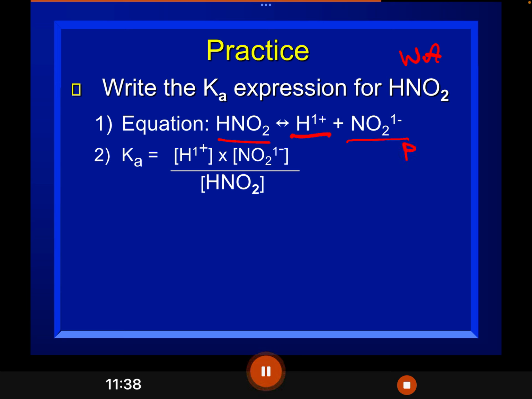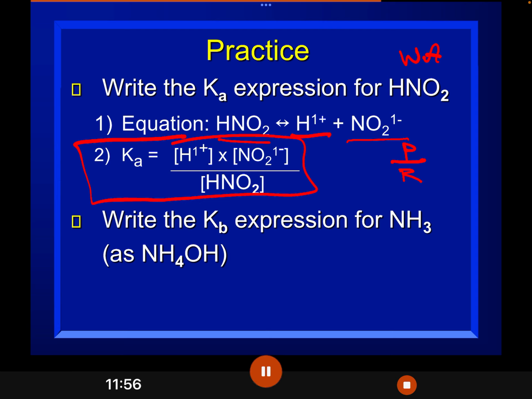Don't forget, the biggest mistake is products over reactants. So there's our Ka expression. And that should be familiar with everybody. Does that look familiar to everybody? Something that's not too hard to do?